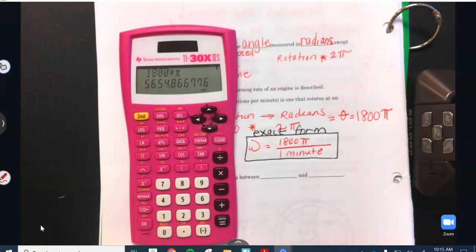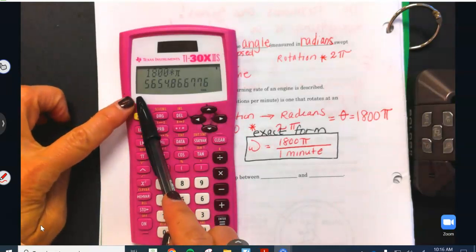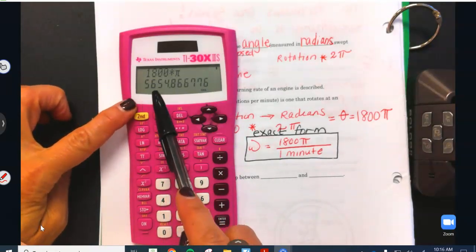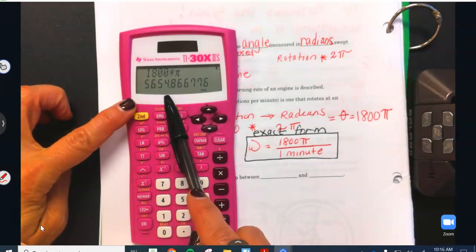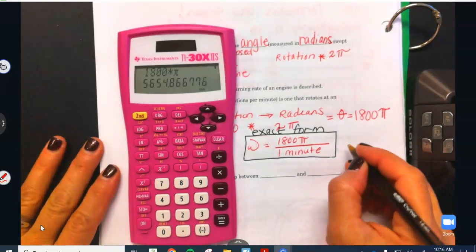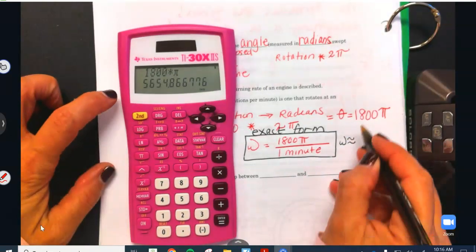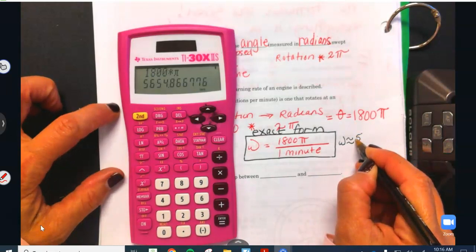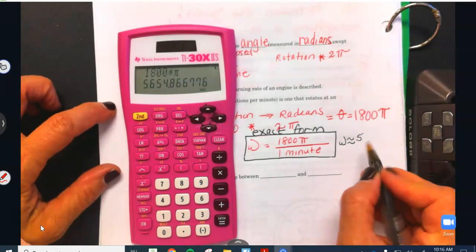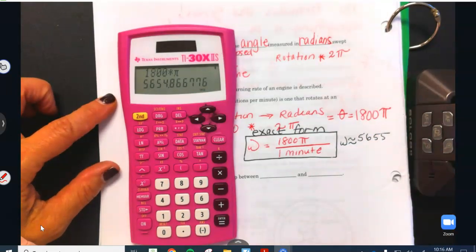So how many radians is it changing per minute? It is changing approximately 5,654 radians per minute. That's how much it's changing per minute. So that's our little rounded answer. So I'm going to write W with an approximate sign. And that is 5654. Let's just round to the nearest whole number. 5655 radians per minute.